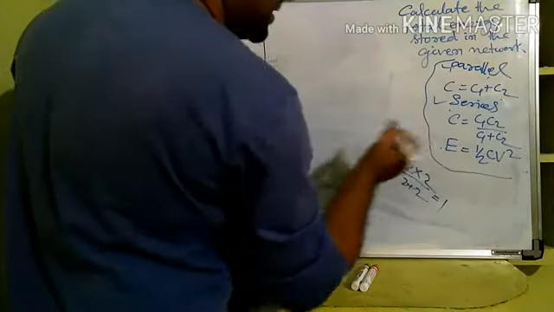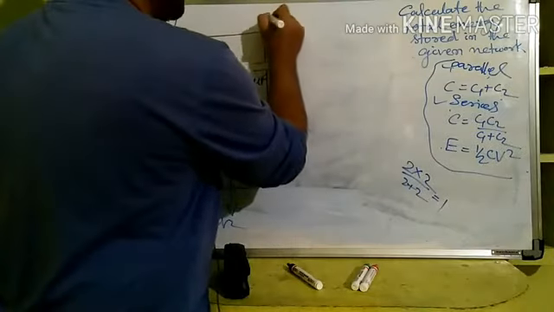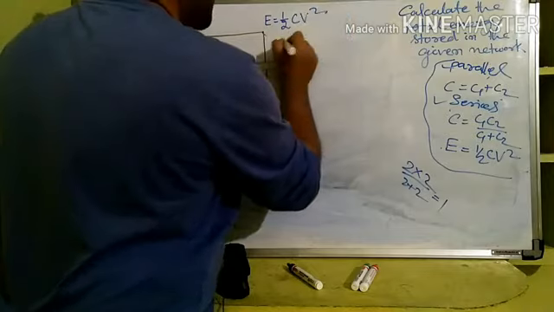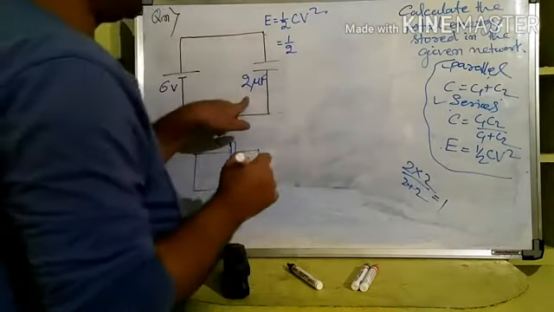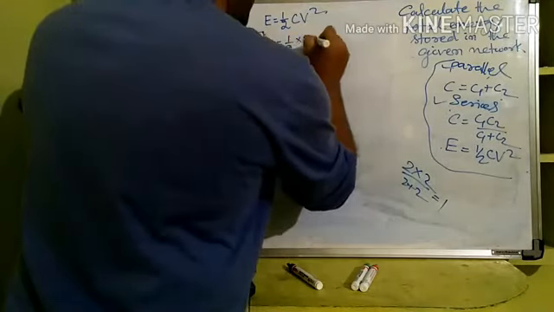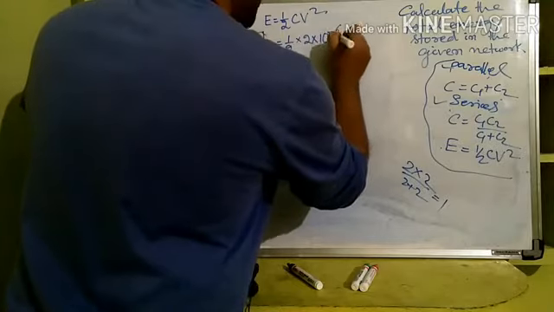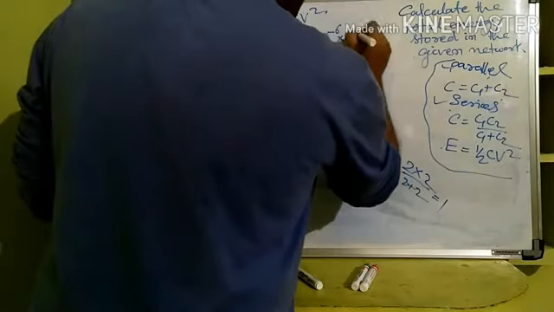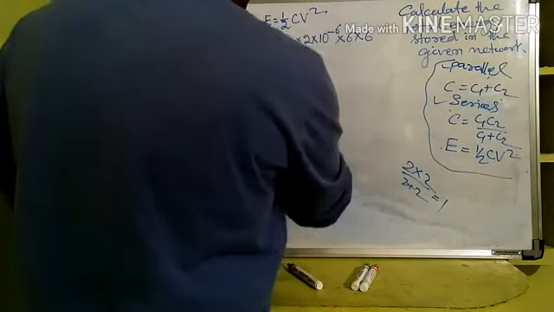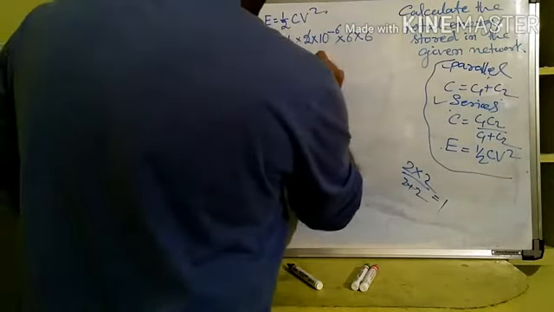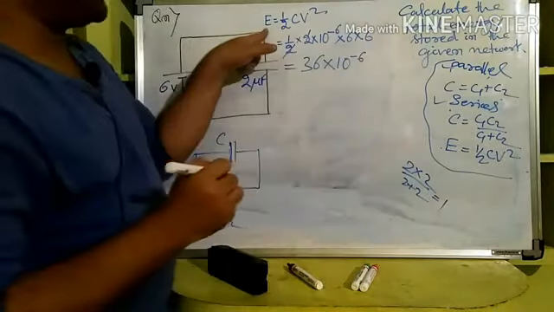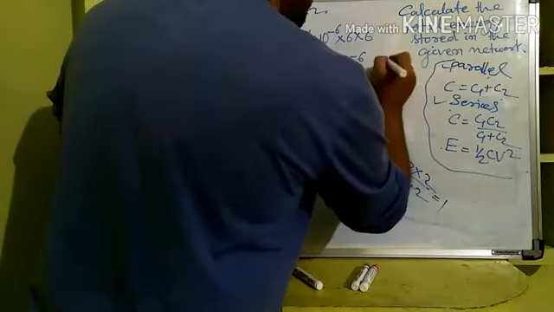Now you put in the energy equal to half CV squared. The energy of the circuit E is equal to half CV squared, right? Is equal to half, what is C? 2 microfarad. So 2 into 10 to the power minus 6 farad, times V squared. V is 6 volt as given in the question, so 6 into 6. So this is equal to how much? 2 got cancelled. 36 into 10 to the power minus 6. What is the SI unit of energy? Joules.